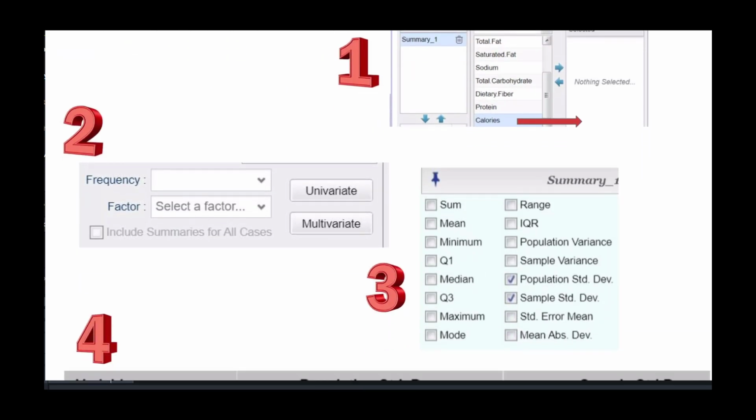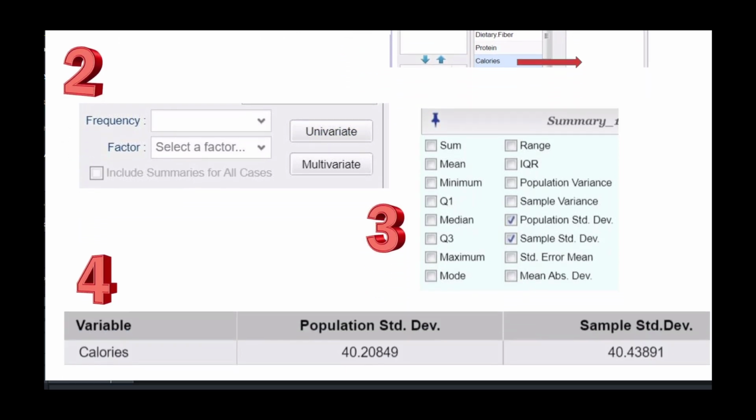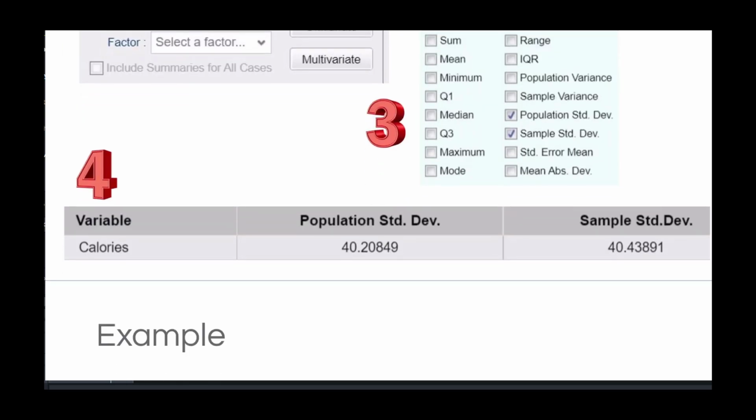Once we do that, we click the univariate button, and then this will pop up, and then you'll click any statistics you're interested in. You can see here I clicked population standard deviation and sample standard deviation, and once you do, you have those numbers here.